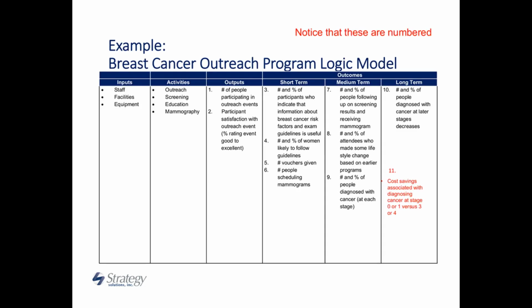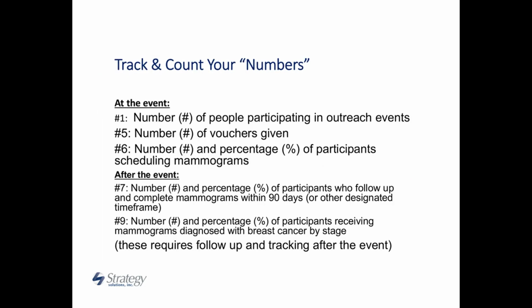We also worked on and created a logic model that outlined the activities, the outputs, the outcome, the short and medium and long-term outcomes. And notice that these are numbered because once you have a logic model, as we talked about the last time, you now want to translate these things into what you are going to actually measure so that you can get the data to complete your evaluation. So you can track and count your numbers.